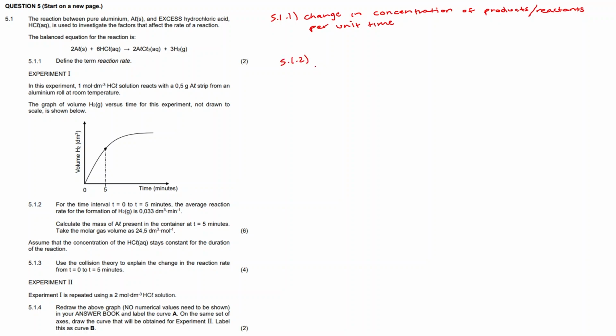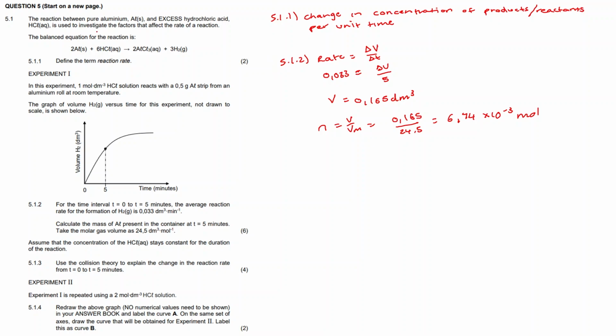So since we have the rate and we have the change in time, we can calculate the change in volume of H2. So in this case, we have our rate being 0.033, change in volume over 5 being our time. We then get our volume to be 0.165 decimeters cubed. Now that we have our volume and we have a molar gas volume, we can calculate the moles of H2 produced. And if we plug all of this into the calculator, we should get 6.74 times 10 to the negative 3 moles.